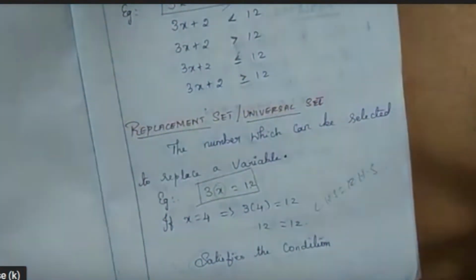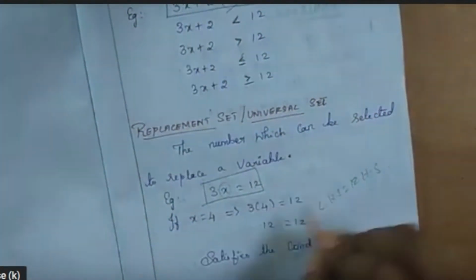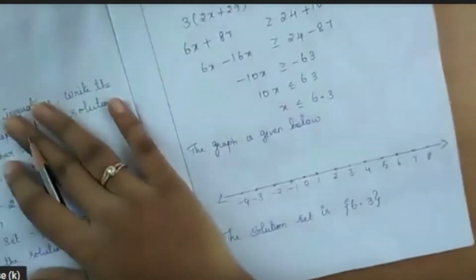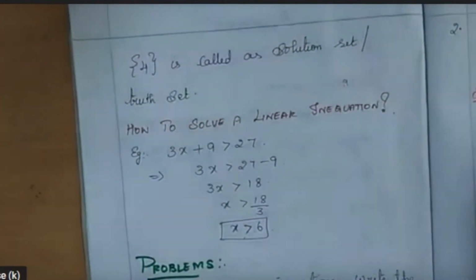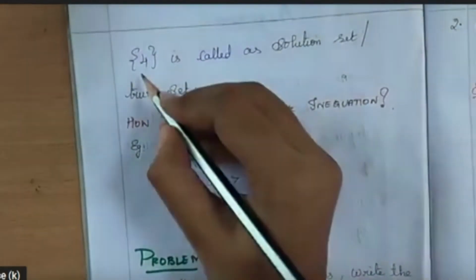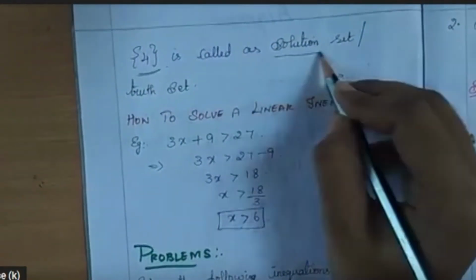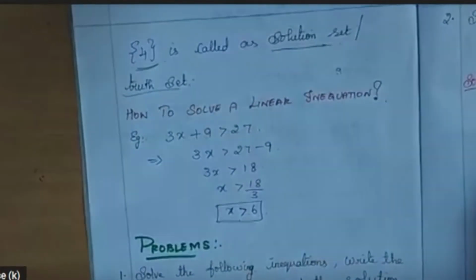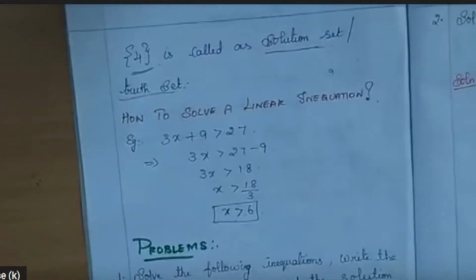Then what about the solution set? Here we have taken one value, x is equal to 4. On substituting x is equal to 4 only, the equation becomes satisfied, right? So this 4 will be considered the solution set. Solution set is also known as truth set. These are all the basic sets we are going to see.